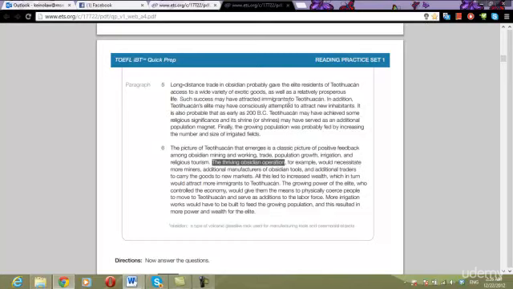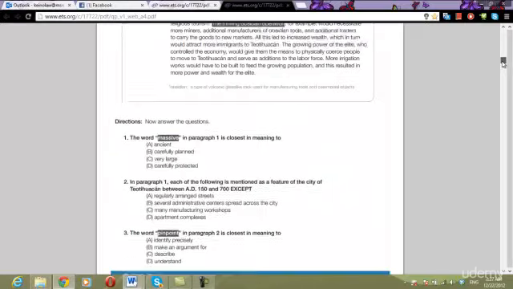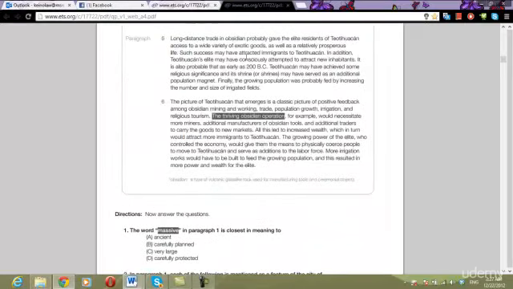Alright, so let's look here. In addition, Teotihuacan's elite may have consciously attempted to attract new inhabitants. It is also possible that as early as 200 BC, it may have achieved some religious significance. Alright, so let's look and see. Yeah, this one's a really tricky question. Wow. Finally, the growing population was probably fed by increasing the number of irrigated fields.